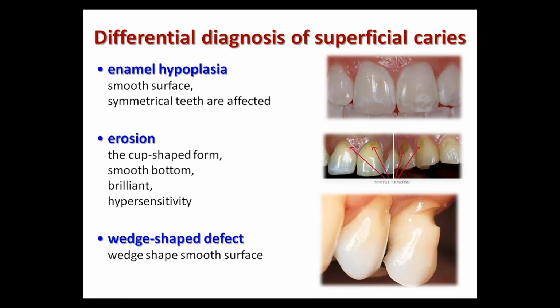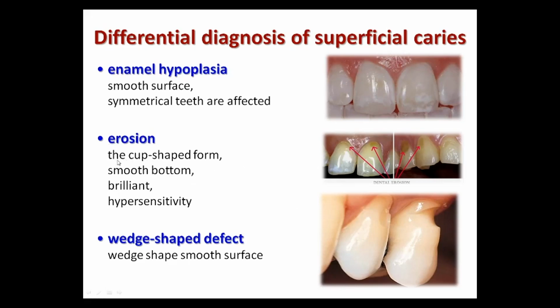Differential diagnosis of superficial caries. There are 3 diseases which are similar to superficial caries, that is why we have to differentiate them. First one is enamel hyperplasia. Enamel hyperplasia has a smooth surface and symmetrical teeth are affected. Next one, erosion of enamel.